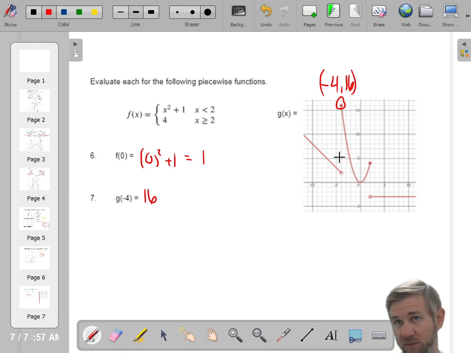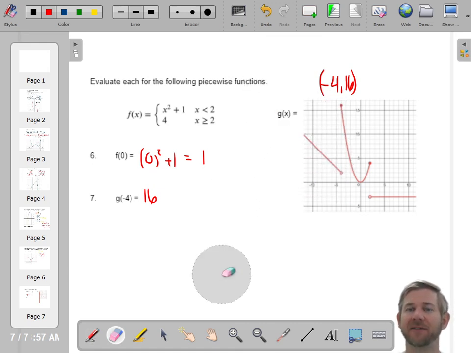You have the choice between the open circle and the closed circle, and the closed circle always wins. The open circle is saying it's the border, but it doesn't work. The closed circle is the border, and it does work. So that's why the closed circle always wins. So that is it for your quiz review. If you can do that, you can ace this quiz.